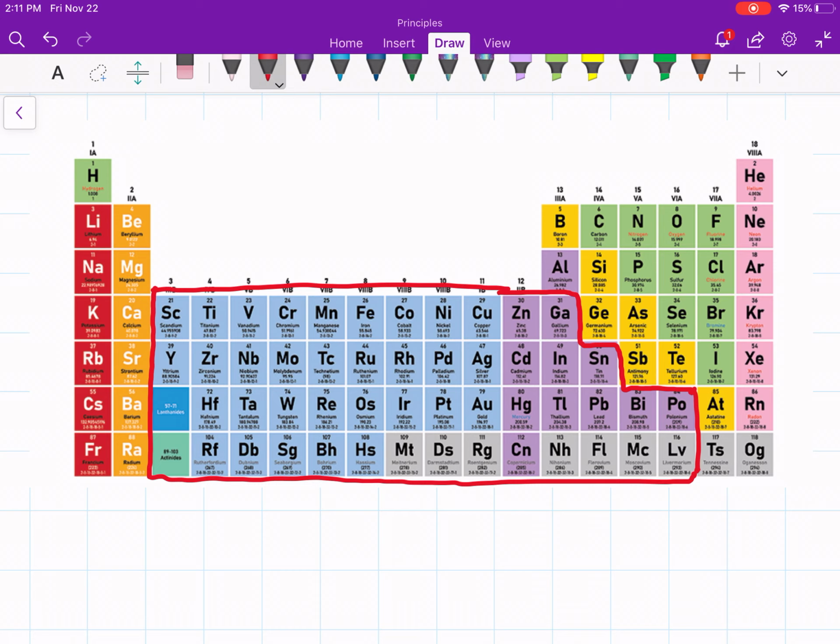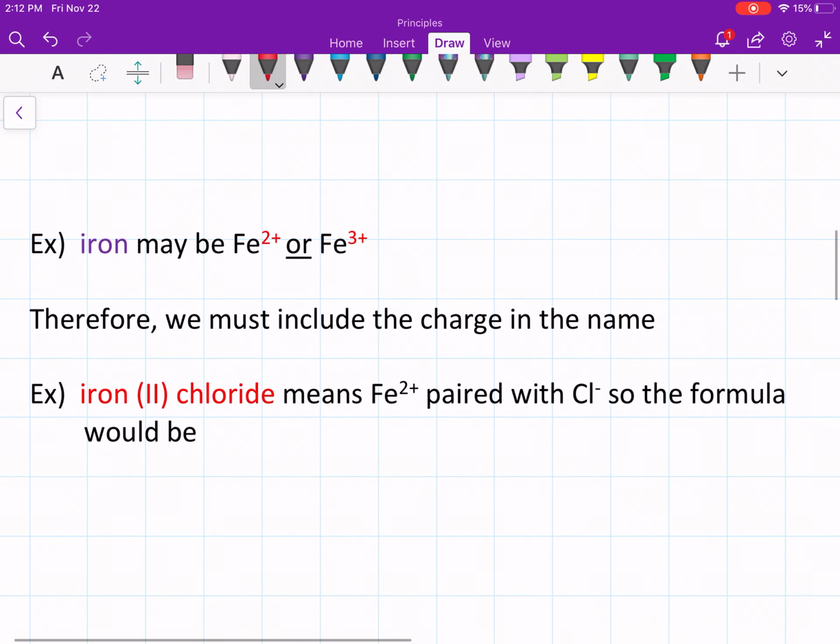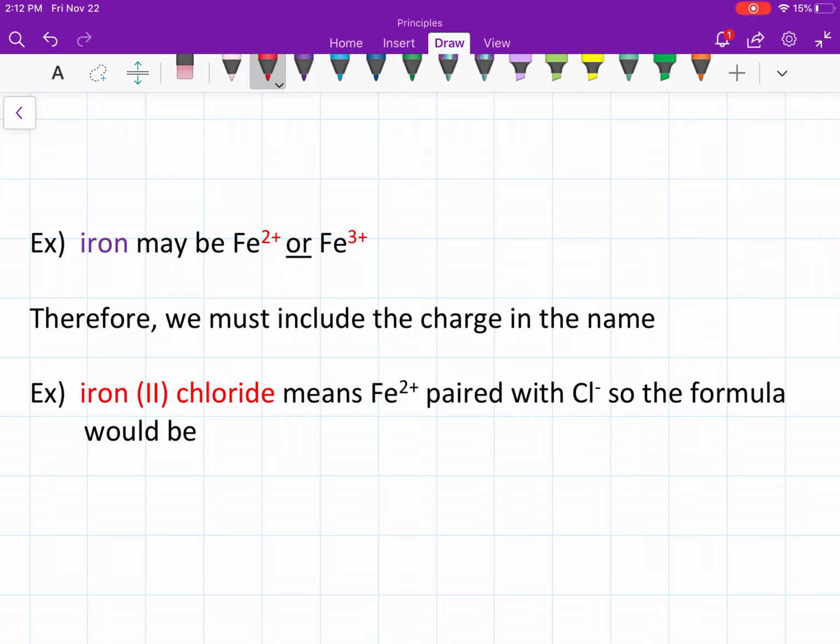For example, how do we know what charge iron, sitting right there at the top of the transition metals, has? Well, it turns out that iron can either be +2 or +3. And we don't know just by looking at the name iron which one it's going to be. We have to include the charge in the name.